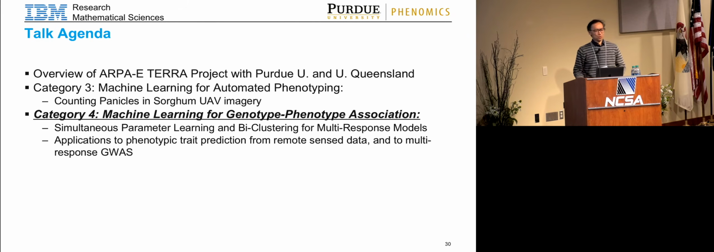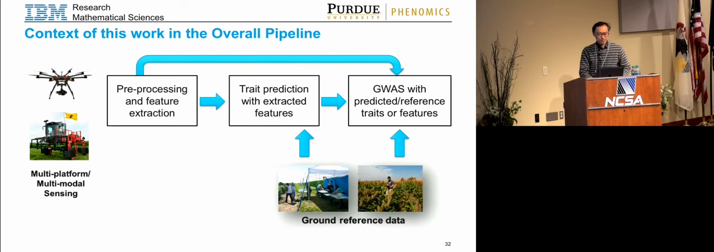Okay, so I don't know how much more time I have, but let me spend the rest of the time on the other section, category 4, machine learning for genotype-phenotype association. So in the overall pipeline, we have done pre-processing and feature extraction, and then it goes into trait prediction given the features, or all the way to GWAS using the predicted or reference traits together with the genomic data. We develop methods that can be applied in both of these two areas.